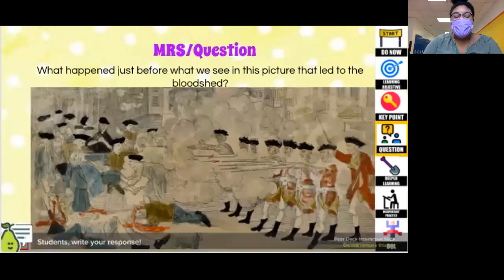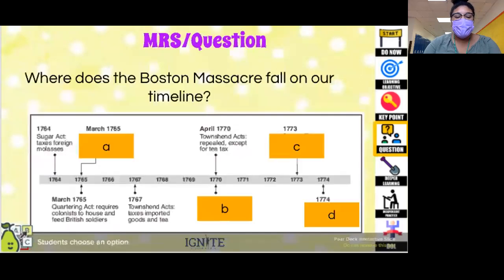So here's our first question of the day. What happened just before what we see in this picture that led to the bloodshed? If you're watching this video after class, go ahead and just verbally respond. What happened right before this image that led to the bloodshed? Awesome. If you said somebody threw a rock, it was a simple fight, conflict between British soldiers and American colonists, all of those responses are technically correct.